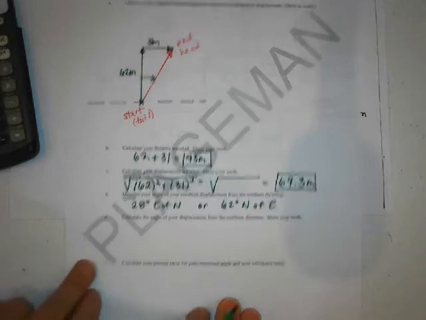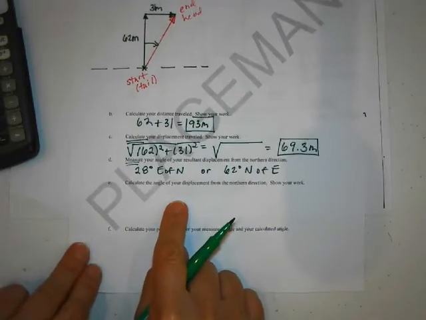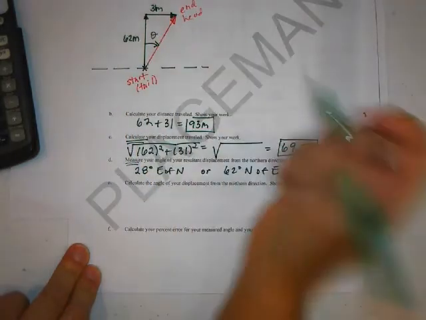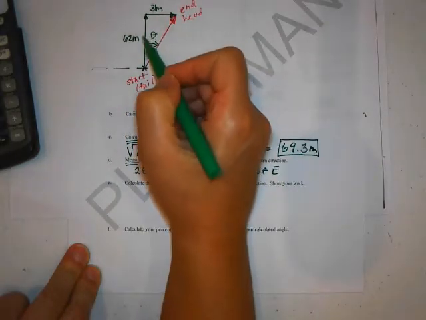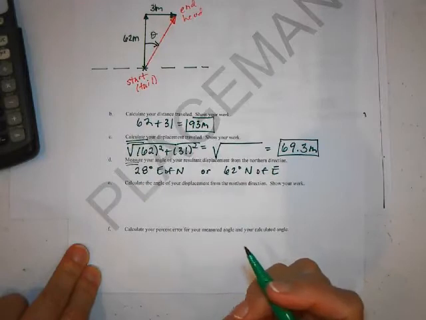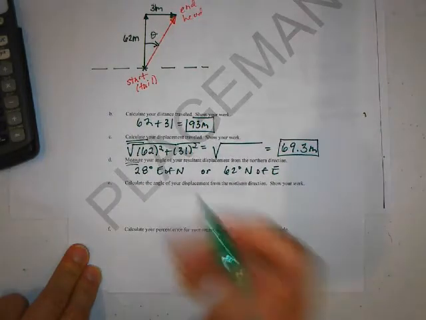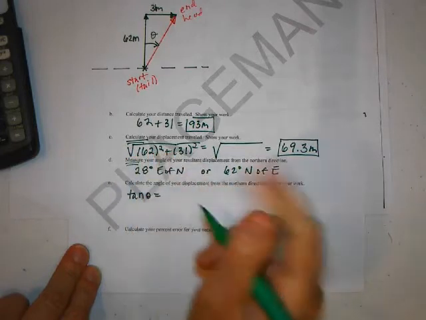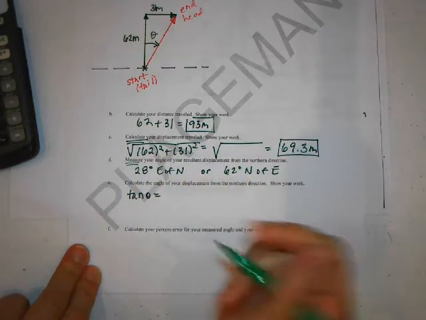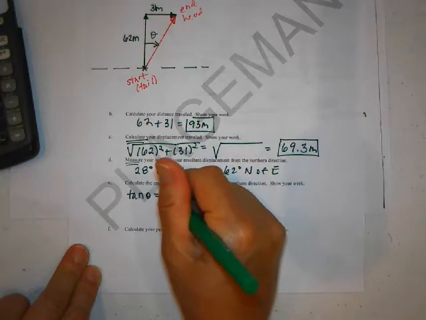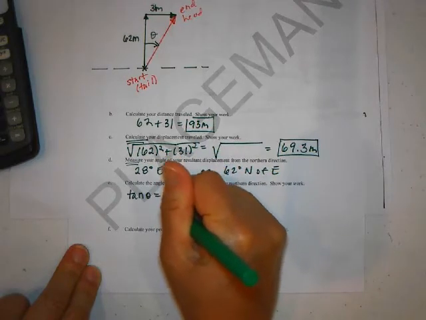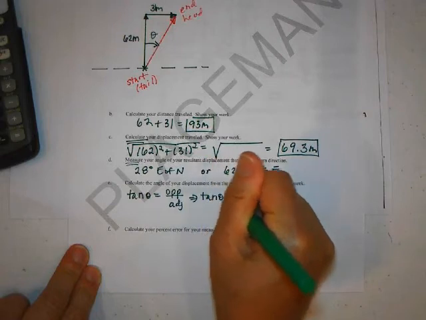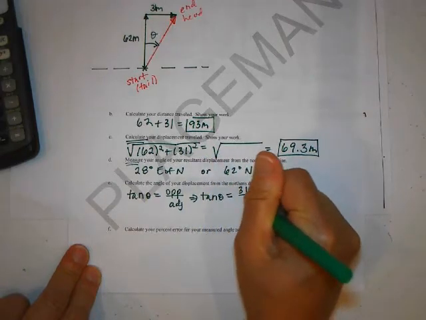Now it says calculate the angle of your displacement. So how am I going to calculate this angle? Well, I have opposite and I have adjacent, so I'll use tangent. So I'm going to say tan of theta, and this is what we've been doing the last 2 days. This is what we did yesterday. So tan of theta is opposite over adjacent. So tan of theta is 31 over 62.